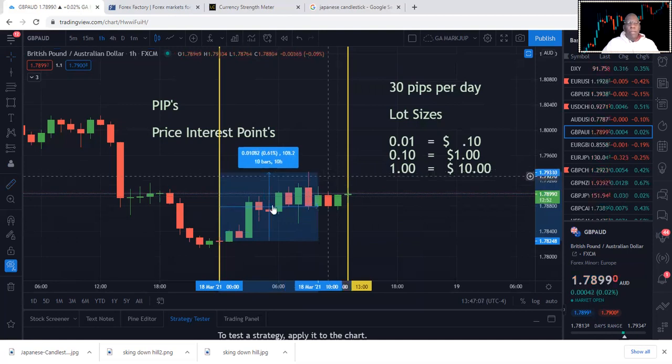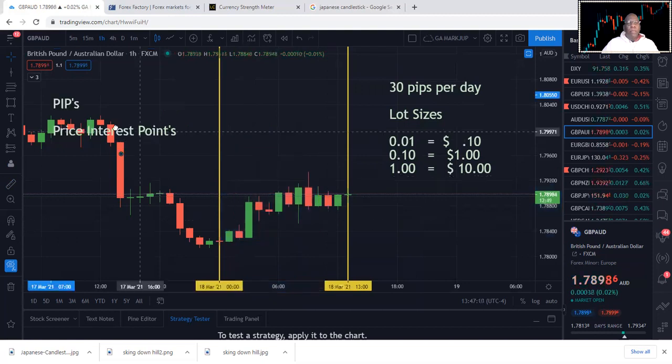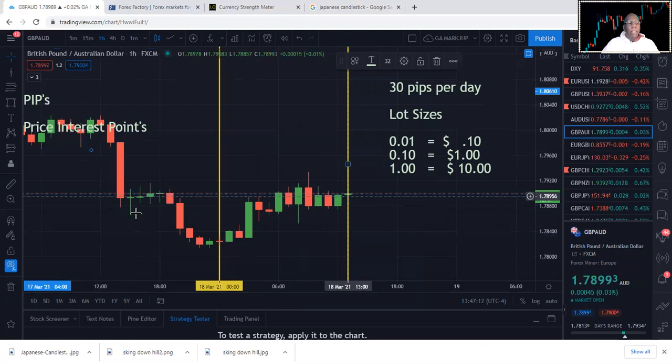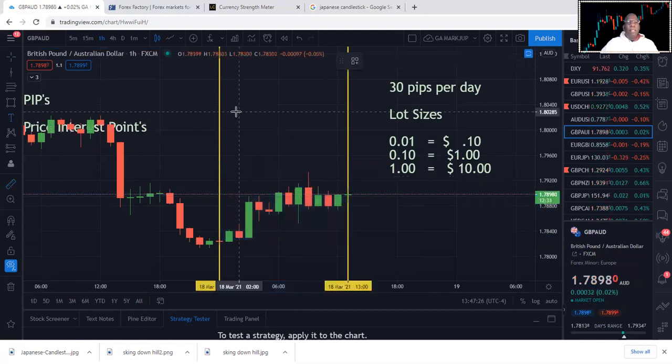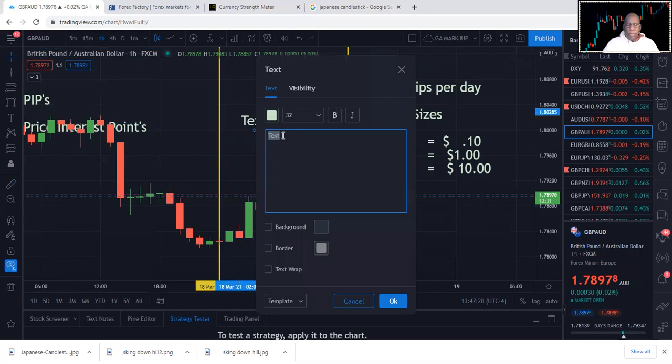All right, so with this movement alone, if you stayed in the market to here, I'm going to round it up, it says 72, I'm going to just make it 70. Let me show you what that would look like using your lot sizes. So 70 pips. First one is 0.01. That's 10 cents a pip. That would equal $7.